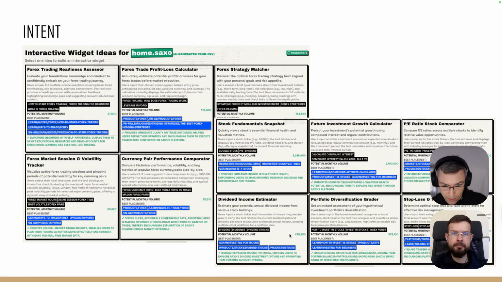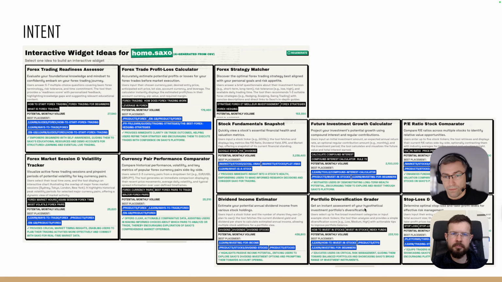Yes. So dividend income estimator: there are keywords related to dividends, and you have educational content like investing for income, dividends, stocks, and so on. It's visible from the intent of users landing on these pages that they would like to get to know how to estimate income from a specific amount they would invest in dividend stocks only, and how much they would get from these stocks on a yearly basis, let's say.